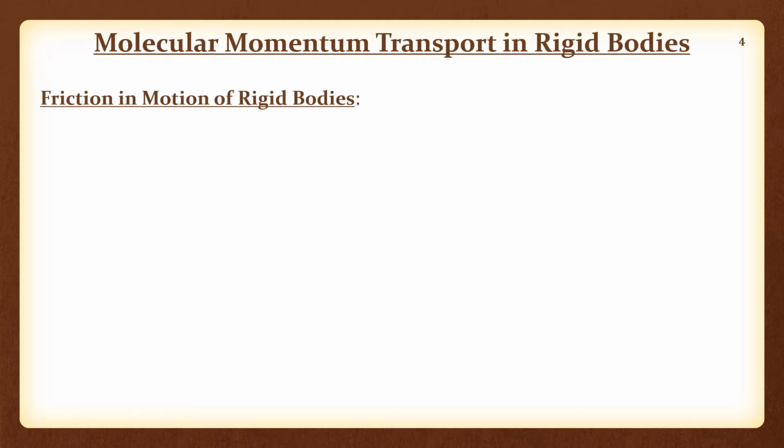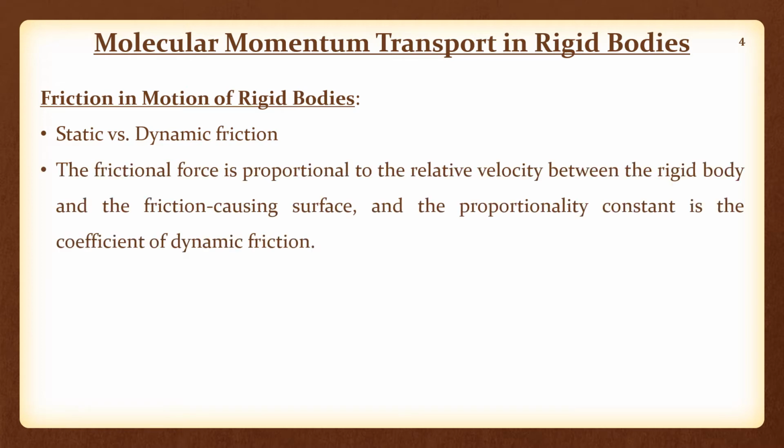Yes, and that is friction. How is friction modeled in rigid bodies? So there are two types. One is static friction when the body is not in motion, and then there is dynamic friction when the body is in motion. And of course, we are interested in dynamic friction. We are looking at transport. This frictional force is proportional to the relative velocity between the rigid body and the friction causing surface. And the proportionality constant is called the coefficient of dynamic friction.